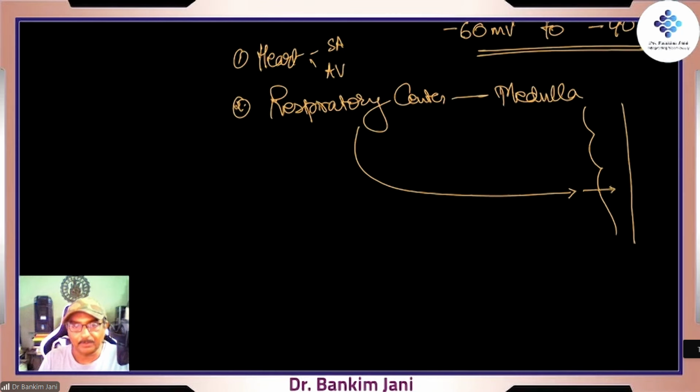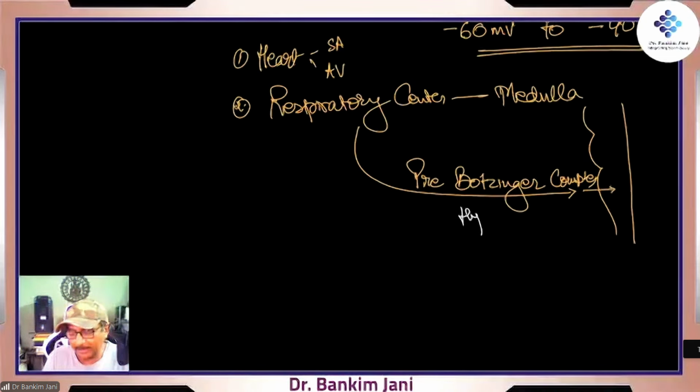Why are we talking about this center? This is what is called the Botzinger complex. That's a name, right? This area is the most sensitive area for hypoxia. Hypoxia means lack of oxygen.